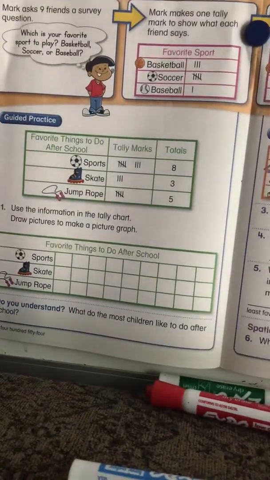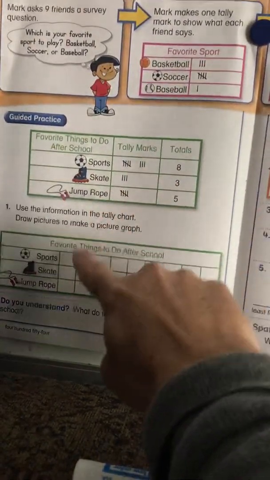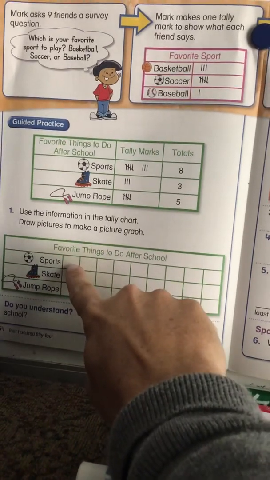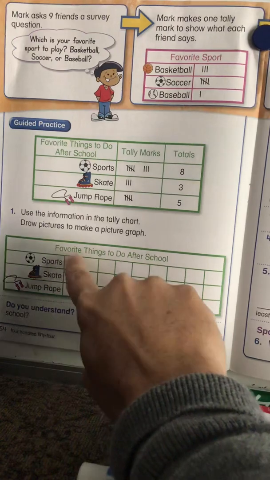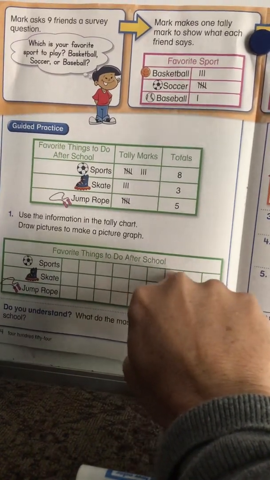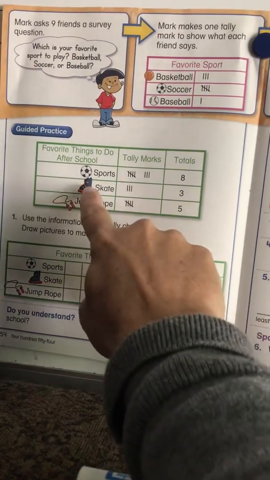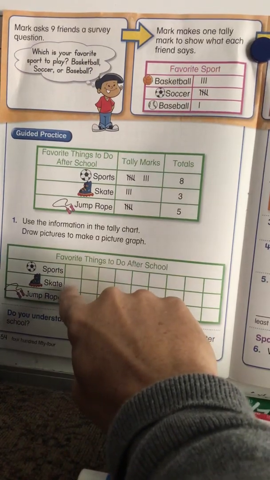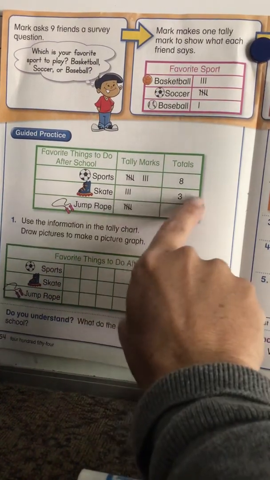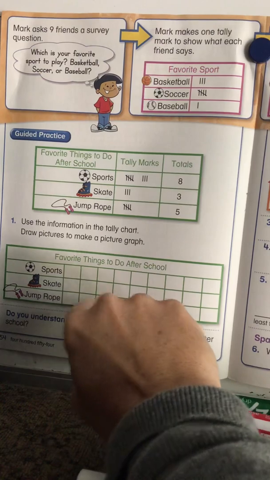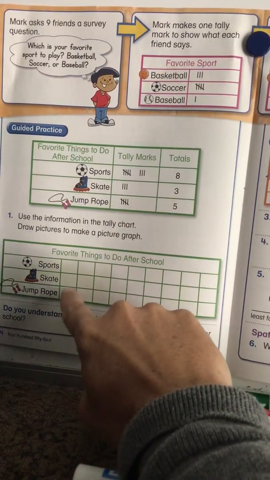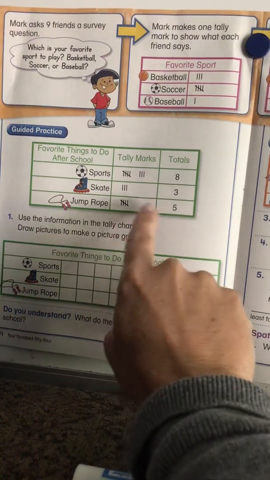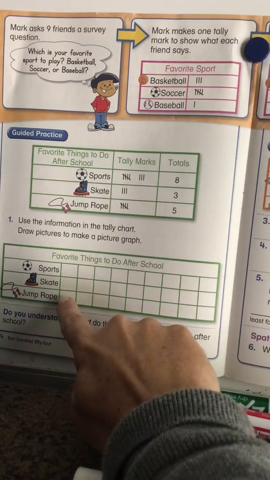5 people. So we are going to make a graph, and we're going to draw the balls for sports. So we're going to draw 8 of them. 1, 2, 3, 4, 5, 6, 7, 8. The skates, it can just kind of look like a shoe or a wheel if you want. And we're going to draw 3 of them. 1, 2, 3. And for jump rope, again, you can kind of make the worms or a line to make it look like a rope. We're going to draw 5 of them. 1, 2, 3, 4, 5.